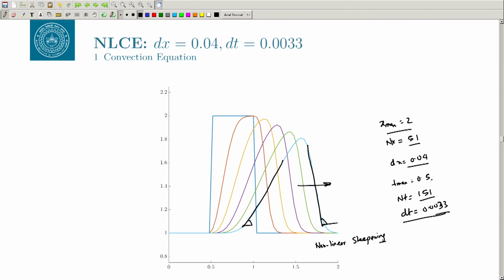Okay. And that is happening because of the non-linearity in the problem. If it were a linear problem, then you would not see this steepening happening. And this steepening ultimately leads to the formation of shock. So, the equation that we have, del u by del t plus u del u by del x equal to 0, does not give you the smooth solution and it can lead to a shock.